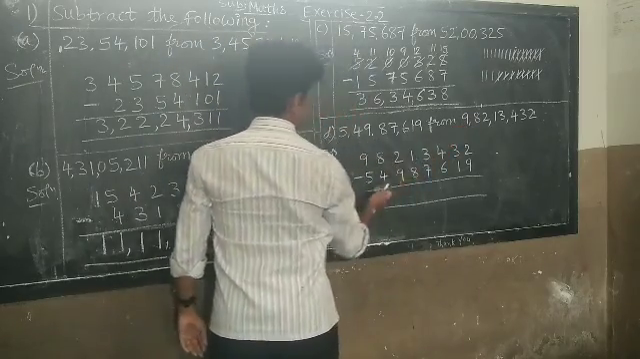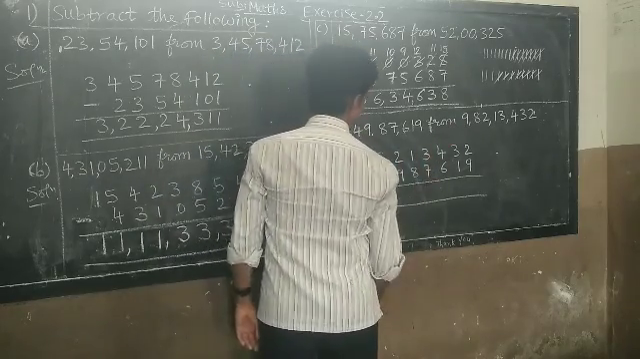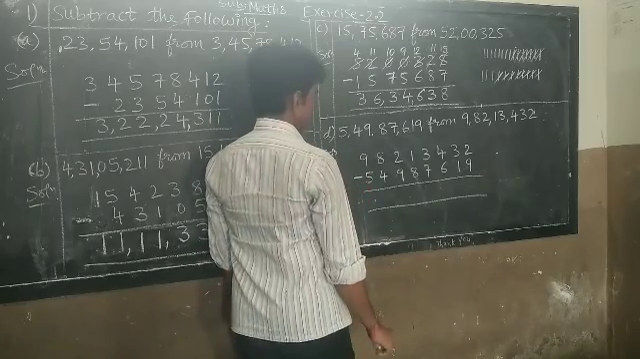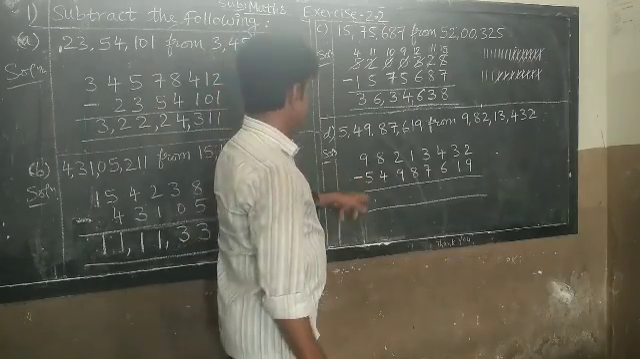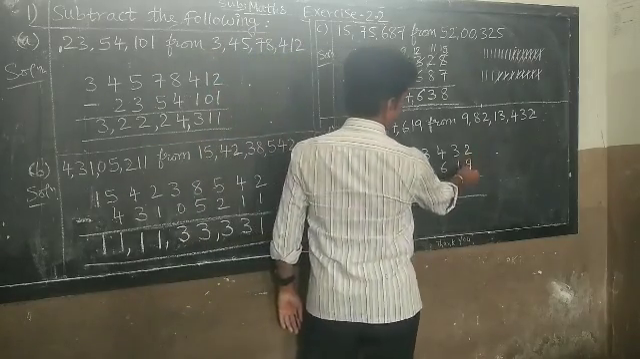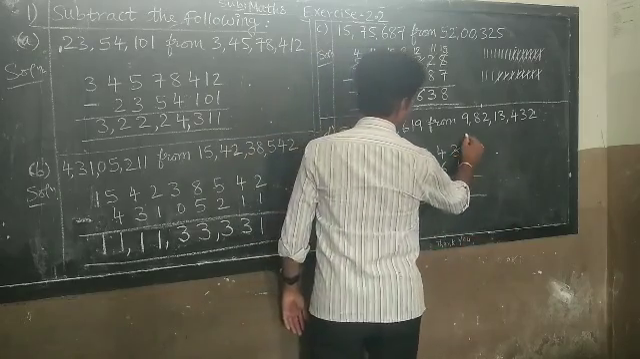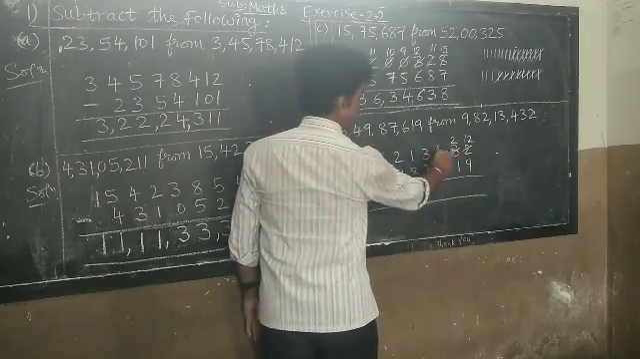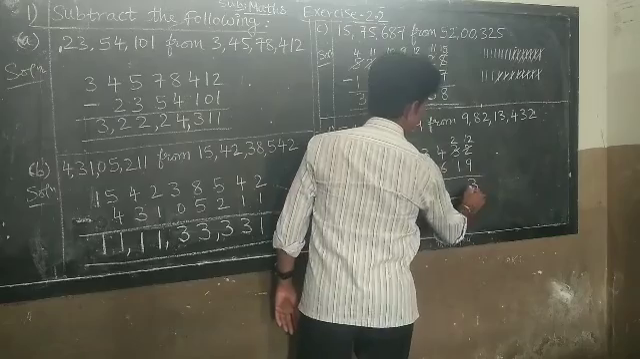Put the numbers. Big number top, small number down. Next here subtraction. Put minus sign. Don't forget to put minus sign. After putting minus sign, start from 1's place. 2 minus 9 not possible. So take 1, borrow 1. It becomes 12. And this will become 2 because you have borrowed 1. 12 minus 9, 3. Isn't it?